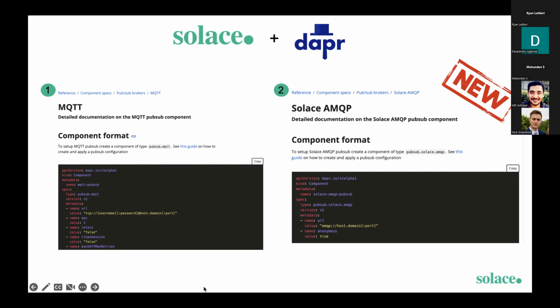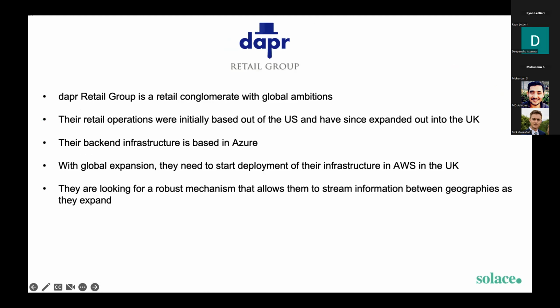Now I'm going to run into a demo. Before I set the demo up, I'd just like to run you through the theoretical use case, which in honesty mirrors the use cases that our customers go through. You could think of a theoretical retail conglomerate called the Dapr Retail Group. It has global ambitions. It was based out of the US, and they've since expanded out into the UK.